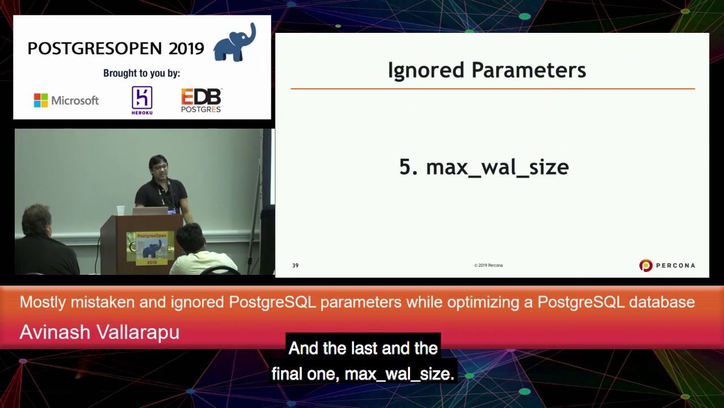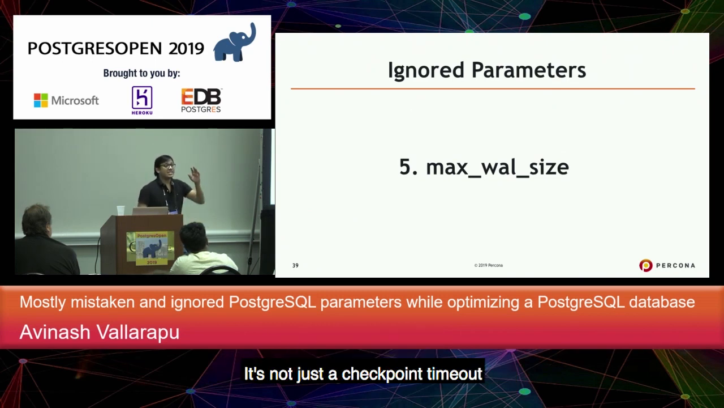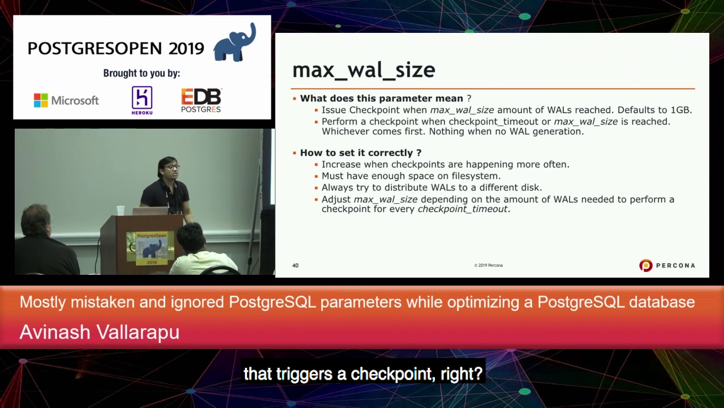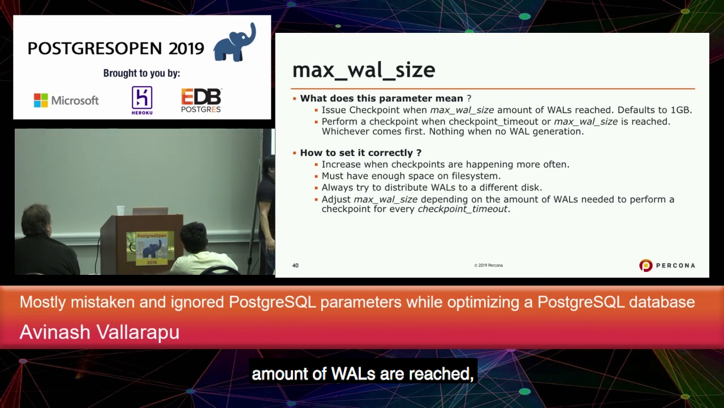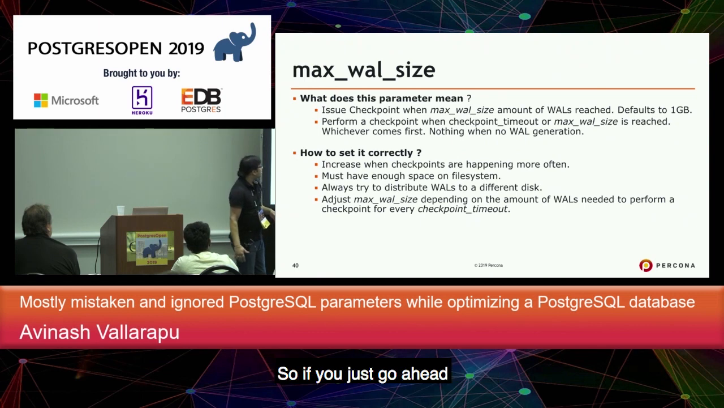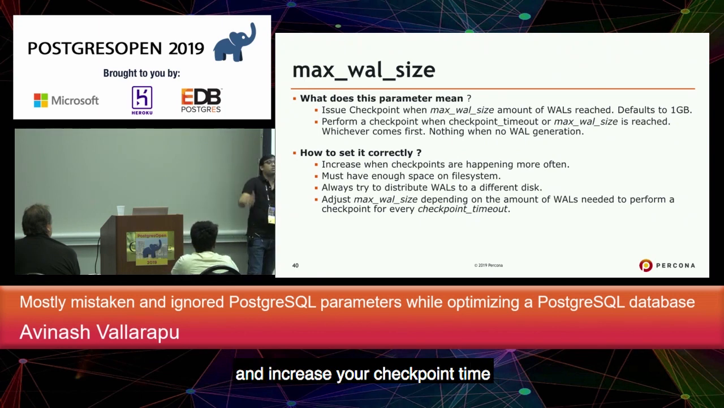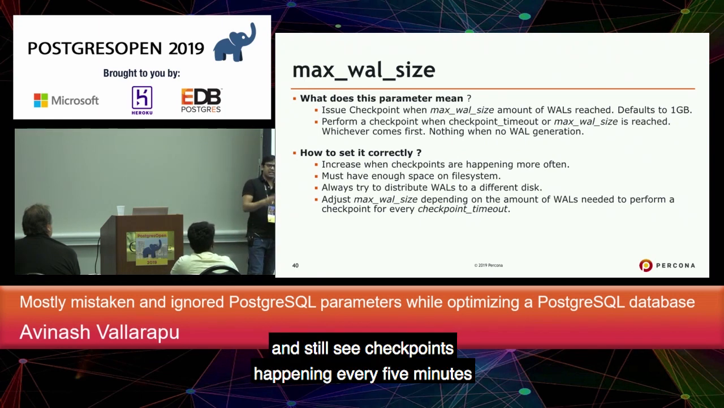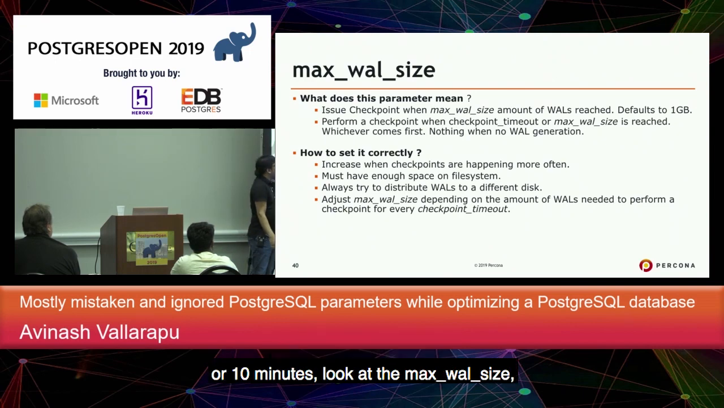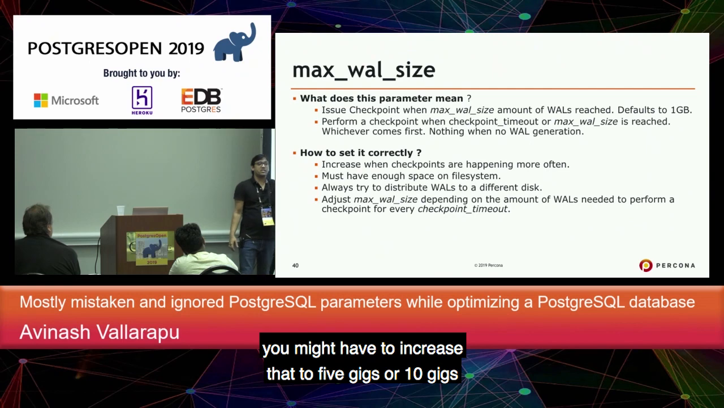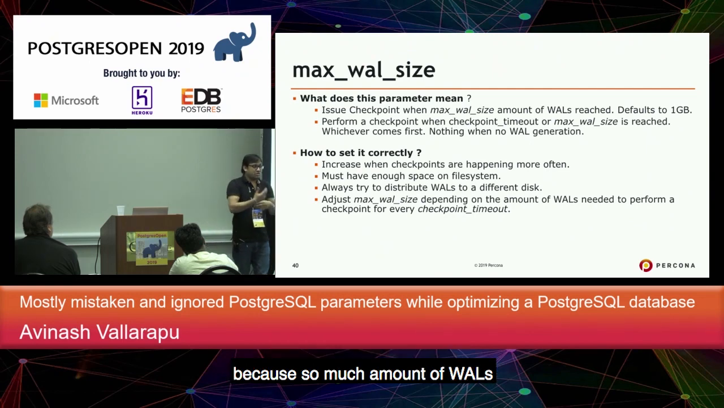And the last and the final one, max_wal_size. It's not just the checkpoint timeout that triggers a checkpoint, right? Even if max_wal_size amount of WALs are reached, which defaults to 1 GB, a checkpoint could still be triggered. So if you increase your checkpoint timeout to 1 hour or 30 minutes and still see checkpoints happening every 5 minutes or 10 minutes, look at the max_wal_size. You might have to increase that to 5 gigs or 10 gigs because so much WAL could be generated in your database.